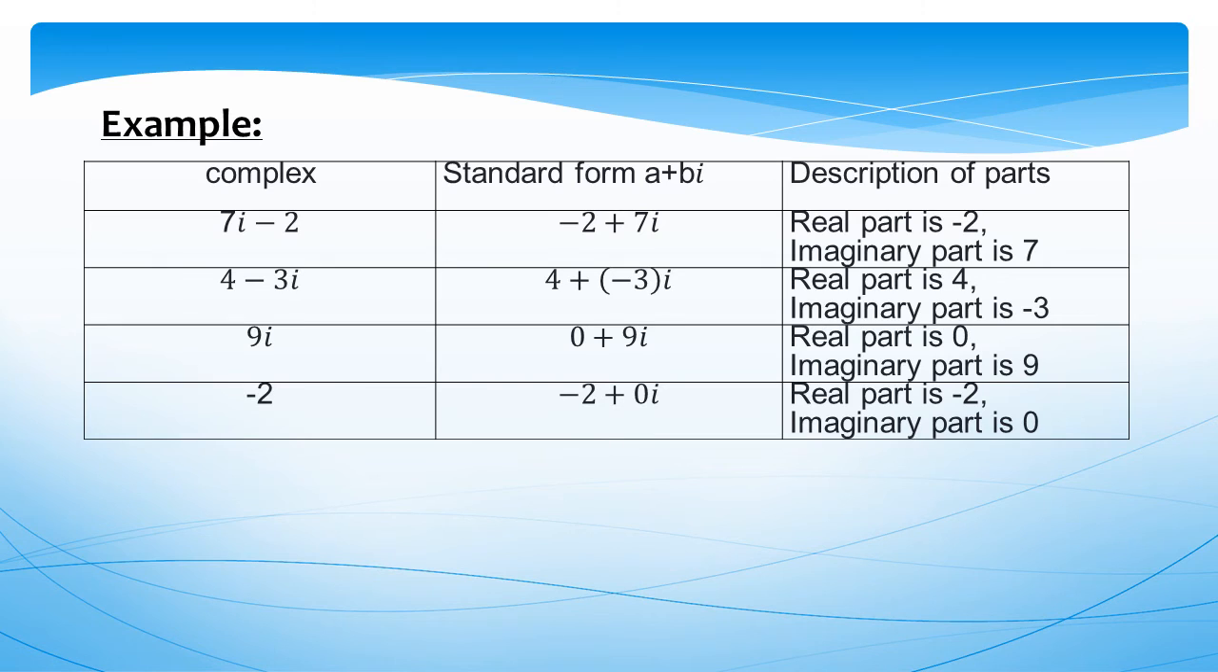4 minus 3 iota. The standard form is 4 plus bracket minus 3 iota. The real part is 4, the imaginary part is minus 3. 9 iota. The standard form is 0 plus 9 iota. The real part is 0 and the imaginary part is 9. Minus 2. The standard form of minus 2 is minus 2 plus 0 iota. The real part is minus 2 and the imaginary part is 0.